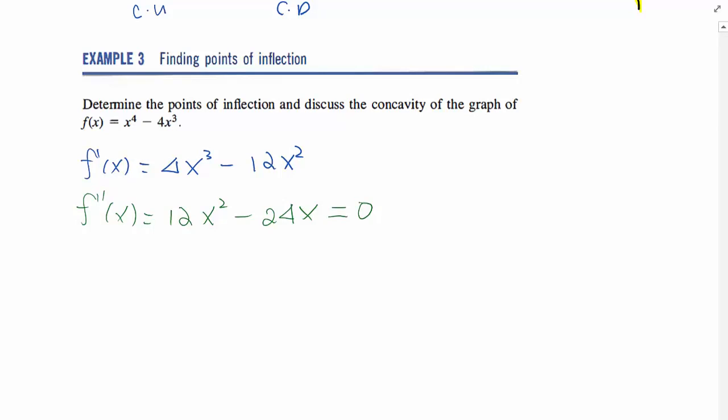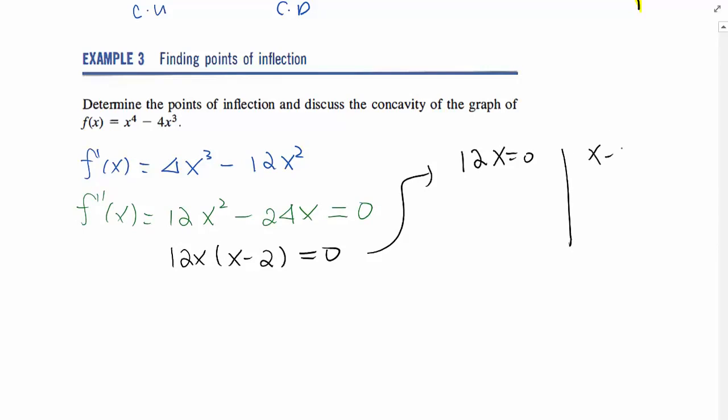Okay, then what's the common factor? Yes, it is 12x, so 12x times x minus 2 here, then equal to 0. So from here, 12x equals 0 and x minus 2 equals 0. So x equals 0 or x equals 2. Okay, now we see when x equals 0 and x equals 2, this function has inflection points.